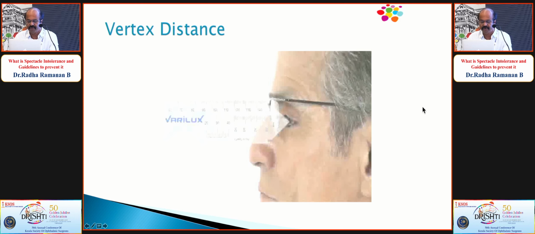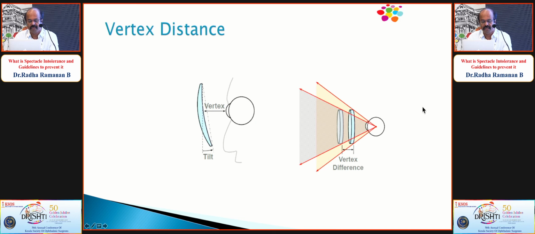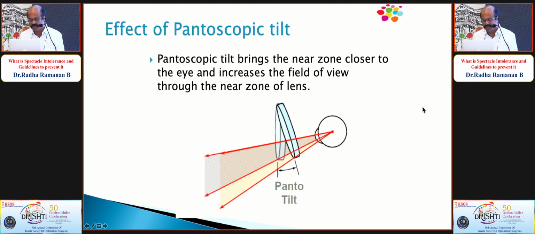Vertex distance is very important. If the vertex distance varies, then the field will vary, because if it is too close, the field of vision is reduced and the patient cannot read. Sometimes when you check it, every power is correct. You have to ask the patient to wear it and check how it is.